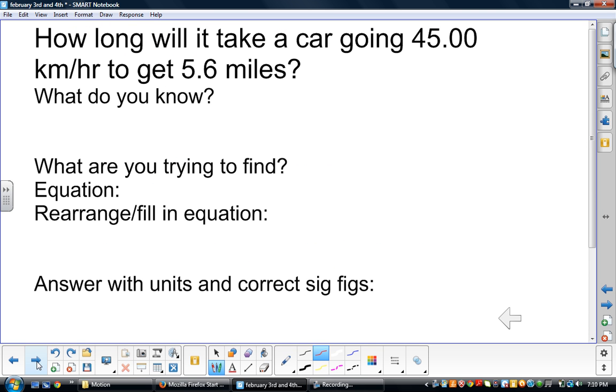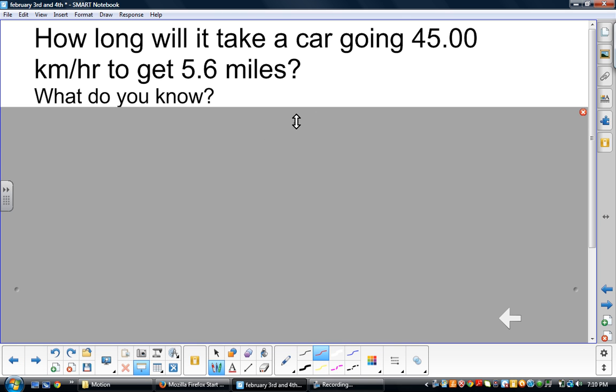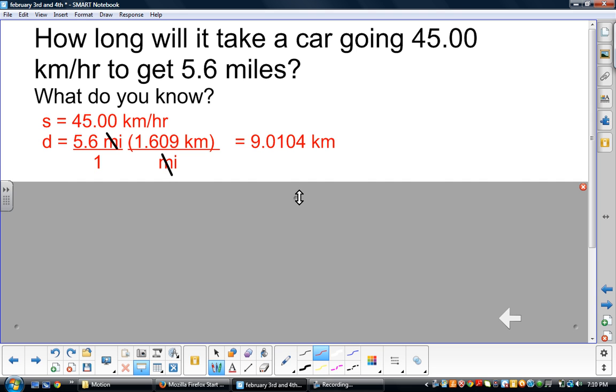Alright, how long will it take a car going 45 kilometers per hour to get 5.6 miles? What do you know? We have 45 kilometers per hour as our speed. Our distance is 5.6 miles. Whoop, whoop, whoop. Red alert, red alert. Gotta change that miles to match the kilometers.